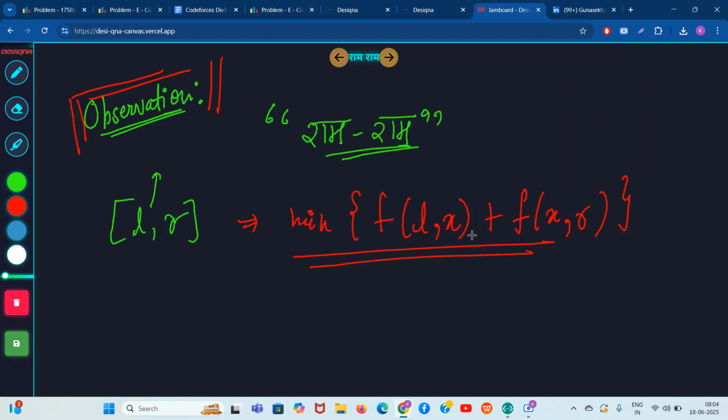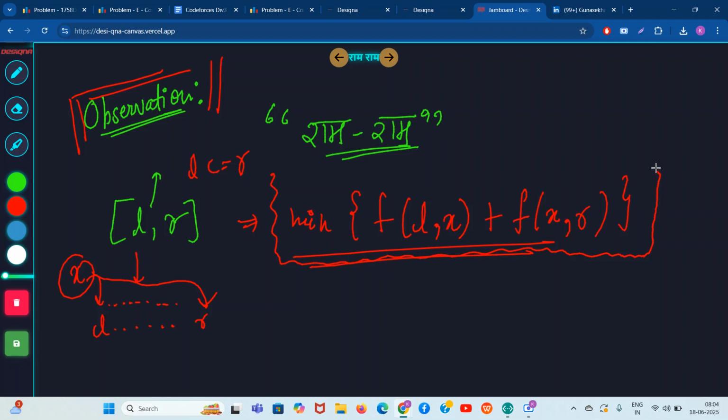Now, what x to try? You can try all the x's from L to R. You know that L is less than or equal to R, it is given in the question. So you can try all of them. Whichever x generates the minimum value of this function f of L comma x plus f of x comma R, that will be your answer.